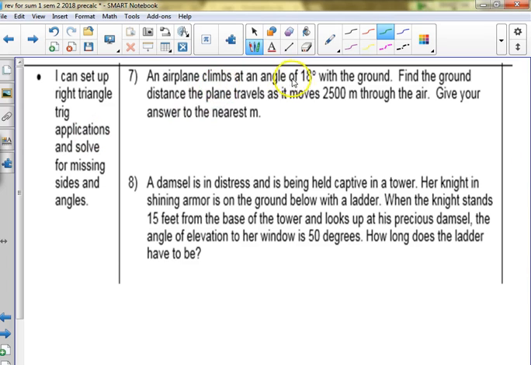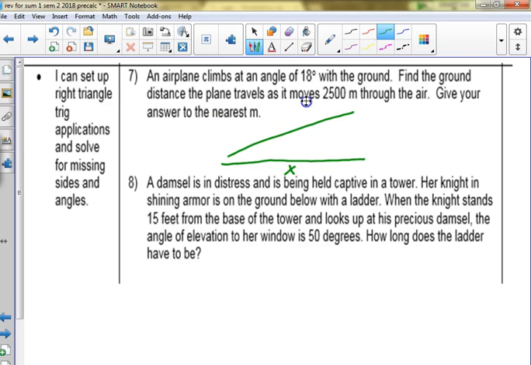It says an airplane climbs at an angle of 18 degrees with the ground. So ground, plane climbing. I'm just going to draw it with the ground. You could draw it in the sky parallel to the ground, but find the ground distance. So we're looking for this X down here. Does that make sense?